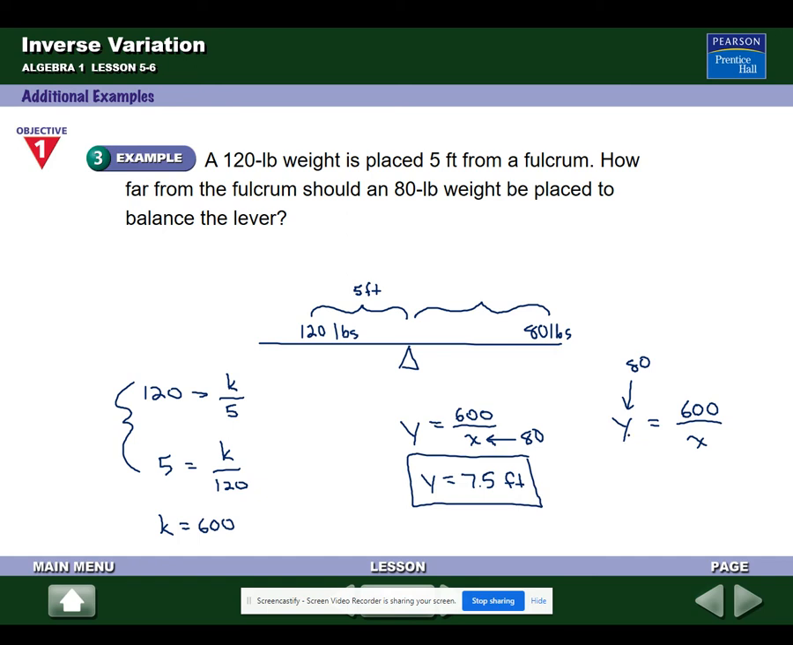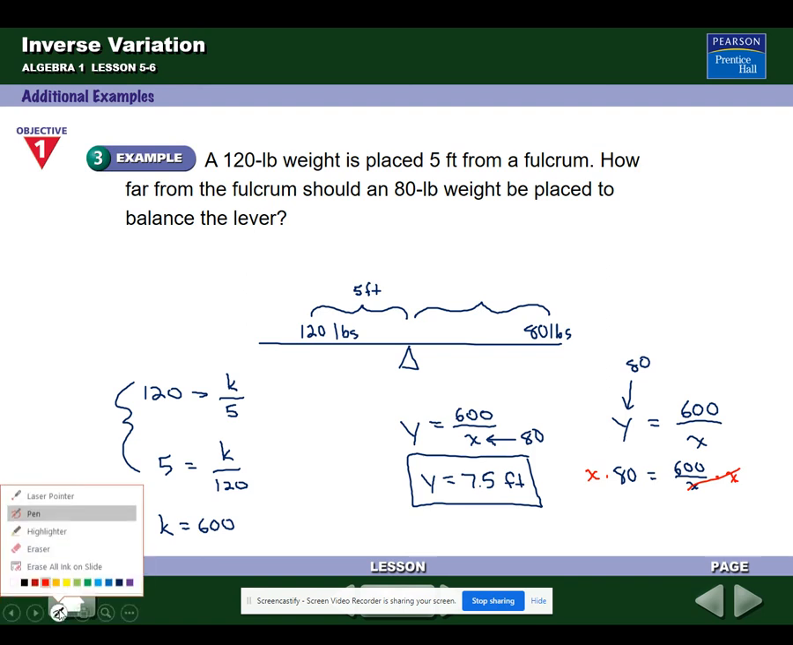Okay, now what would you do with this one? 80 equals 600 over x. This is worth doing. How do we get x by itself? Pause the video if you want to think about it for a second. What you would do would be to multiply by x. Some people don't think to do that, but that's exactly what you do to get the variable out of the denominator. You can multiply by x, and these would cancel here.